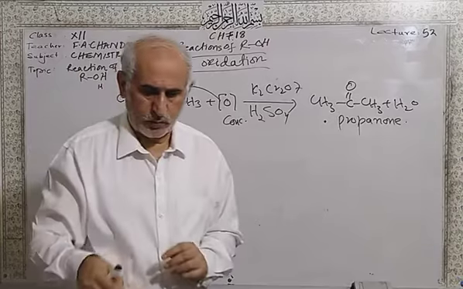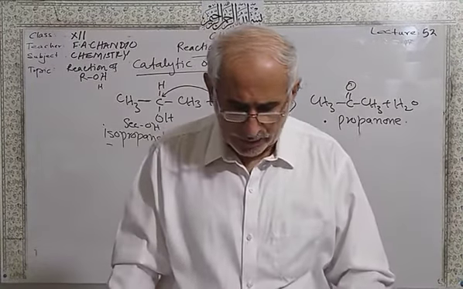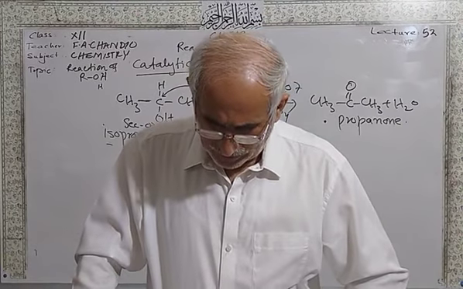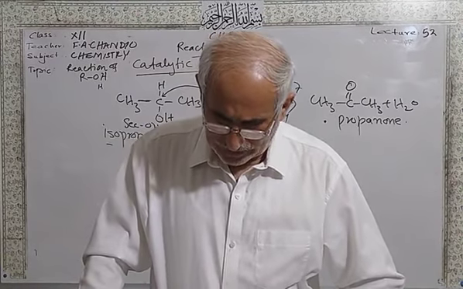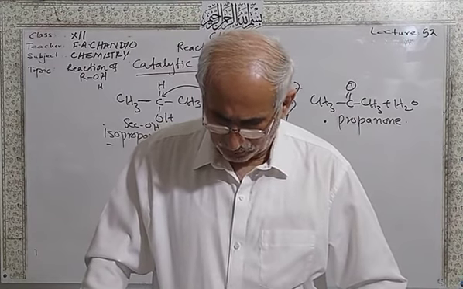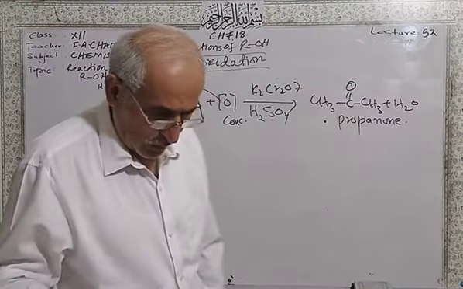Propanol. Propanol or ketone is going to be formed in this case. So potassium dichromate, sulfuric acid, 50 degrees Celsius, you will get a ketone in this case. So this is the secondary alcohol.